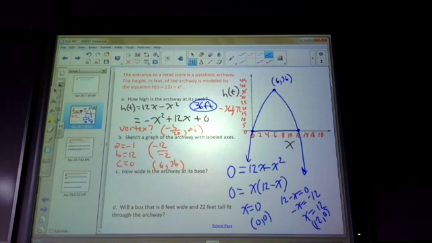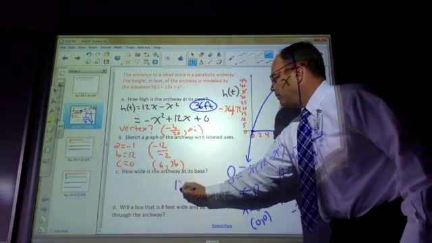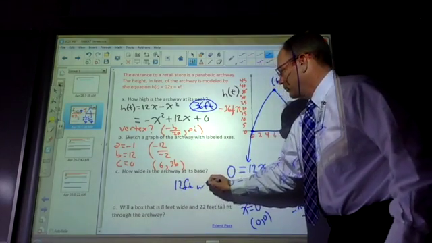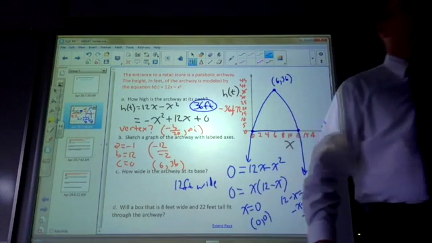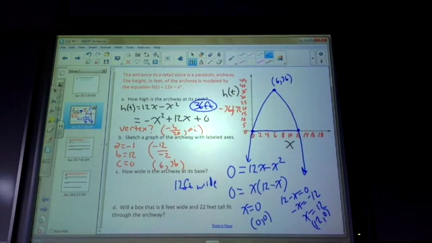Sketch the graph of the archway and label the axis. We have that. Okay, that's B. How wide is the archway at the base? Okay, can we answer that? 12. It's 12 feet wide at the very bottom. It gets closer as you get to the top, but that's how it is. Will a box that is 8 feet wide and 22 feet tall fit through the archway?